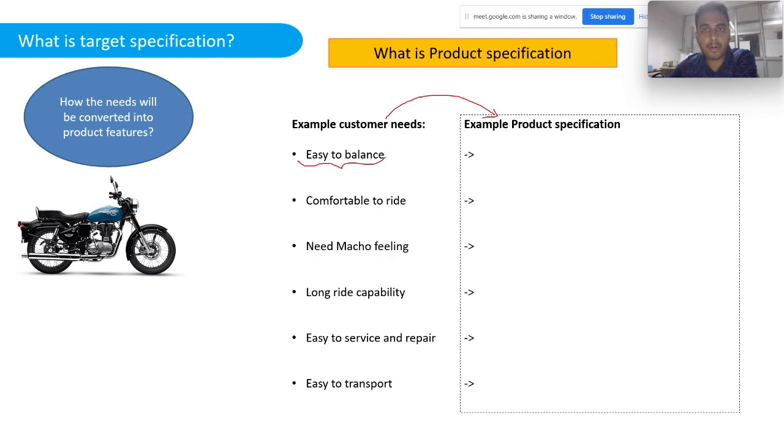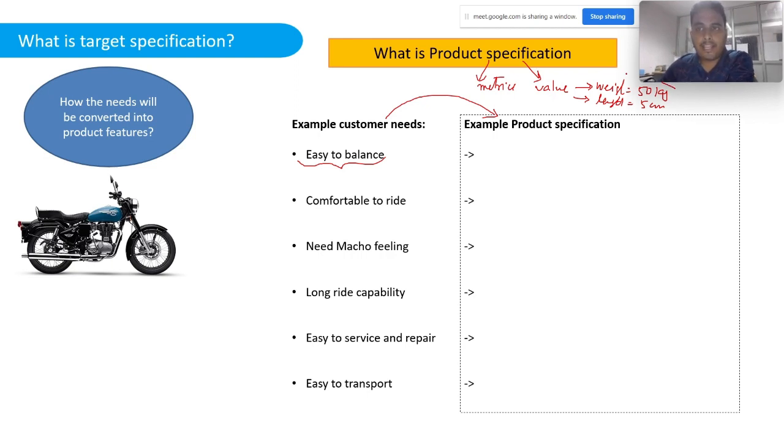Remember, a product specification is always a metric and a value. For example, if it is weight, it is like 50 kg. If it is length, it is 5 centimeters. So we need to know exactly what sort of specification we finally need to arrive at.